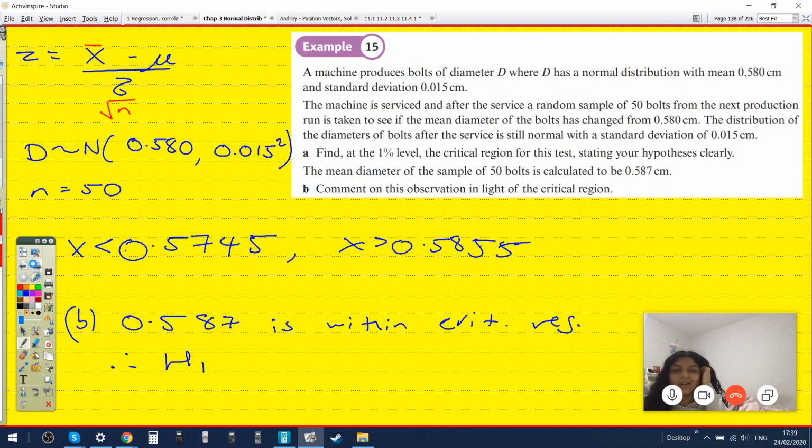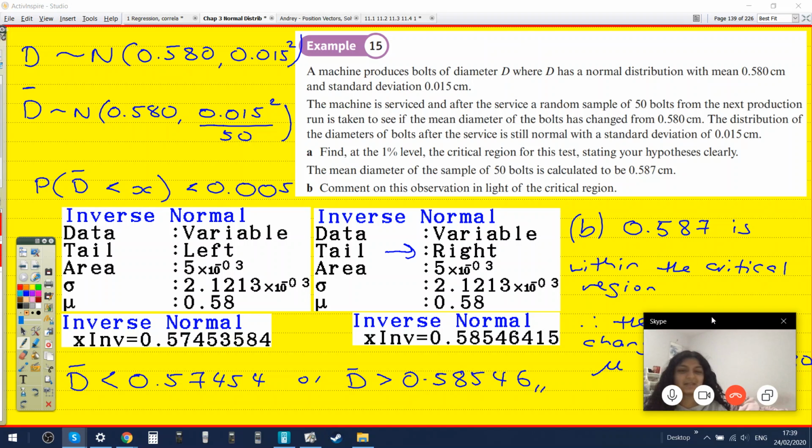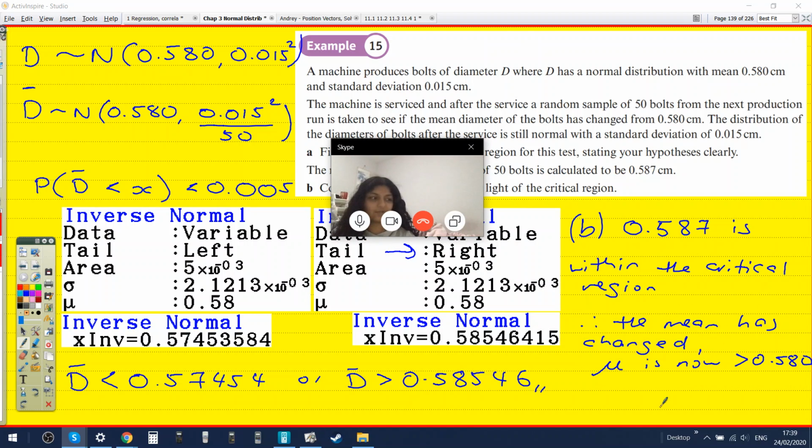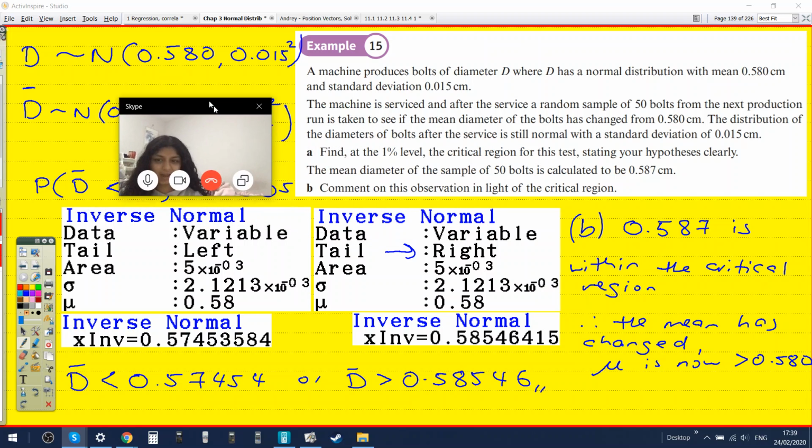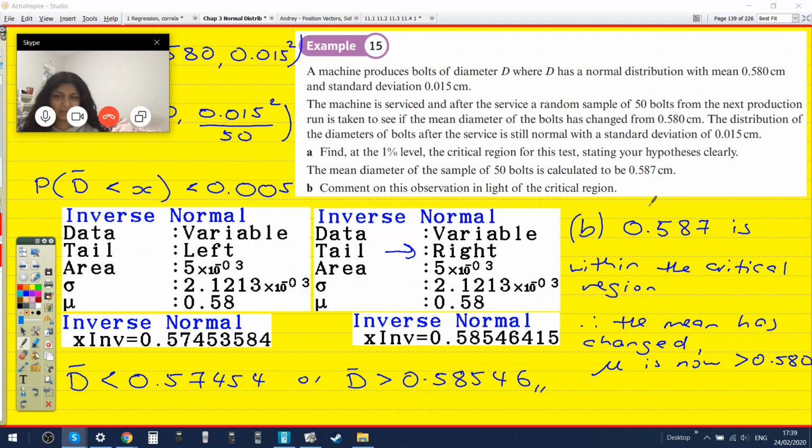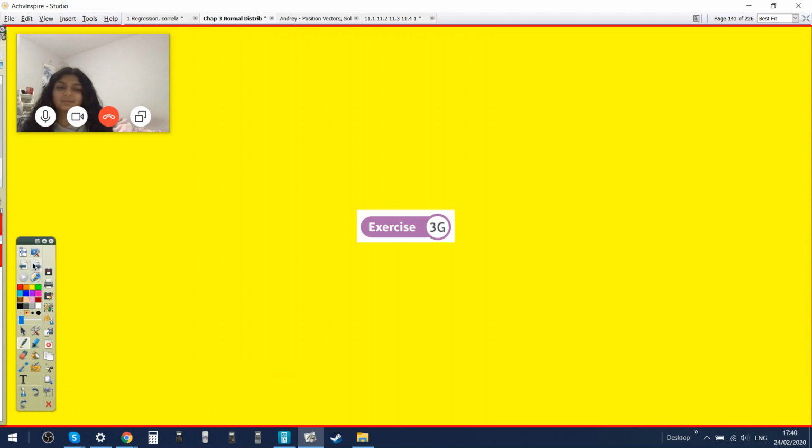I'm going to get confused now because I have to remember three different ones. The correlation coefficient one is different from normal hypothesis testing. It's like the opposite of normal hypothesis testing. And then this one is different as well. So just to make sense of it, there's a 0.5% chance that if you took 50 randomly, the mean would be 0.587. Because a 0.5% chance is so unlikely, the mean has changed. Okay, I will build it up.